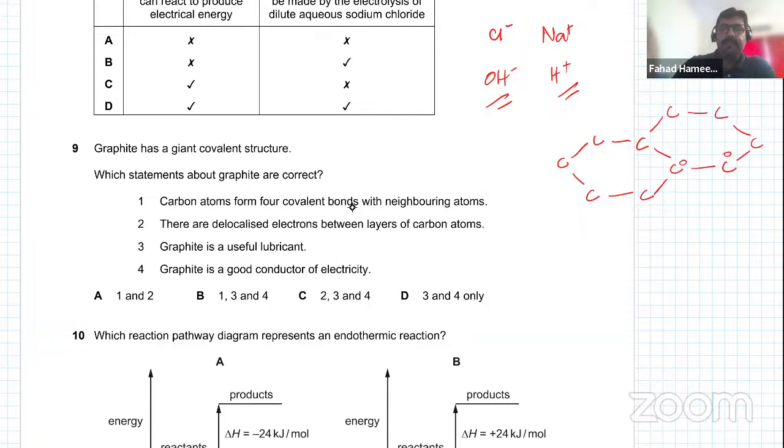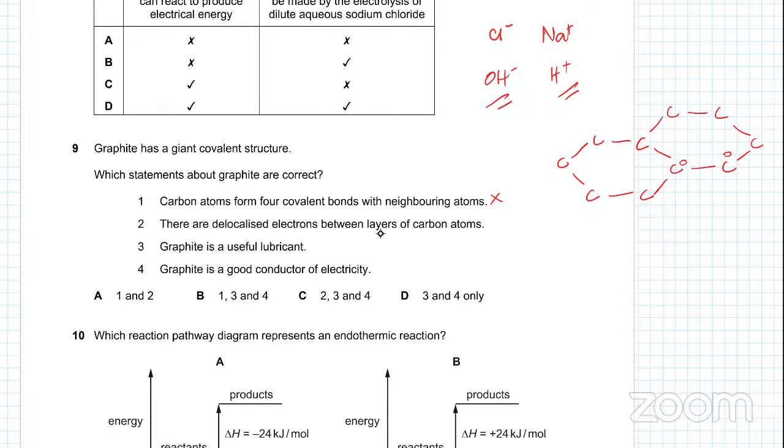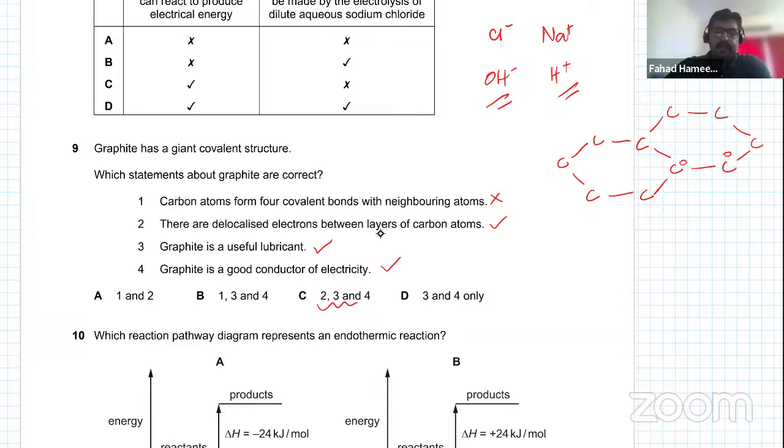Okay, so one is wrong. Two is correct. And then three is correct too. And then four is correct too. So two, three, four, which is C.